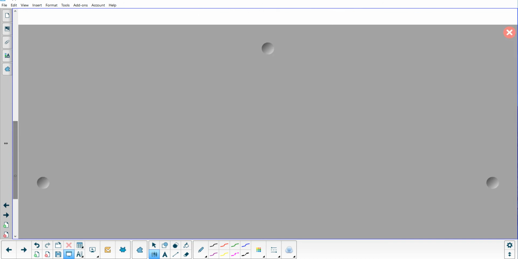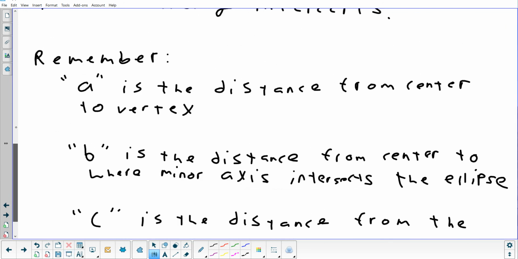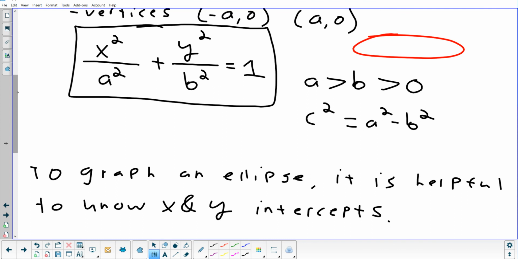So let me scroll down and see if I already have written what I'm going to do. Yeah. So I'm going to write down what A, B, and C are in a second. Sometimes it's helpful to get the intercepts. Not always, because you can have an ellipse that doesn't have any intercepts. So if it does have intercepts, those are easy points to find because you just plug in 0 for X or 0 for Y.